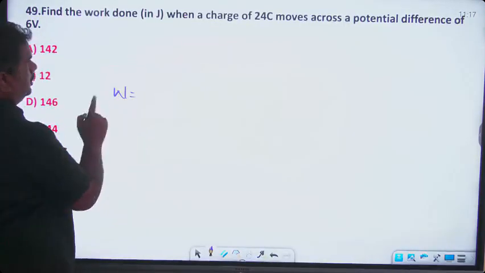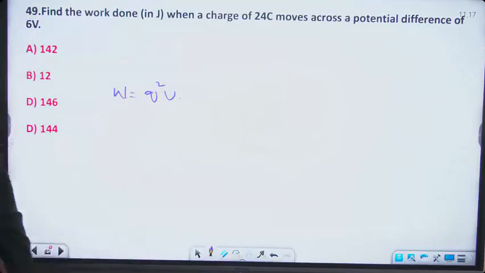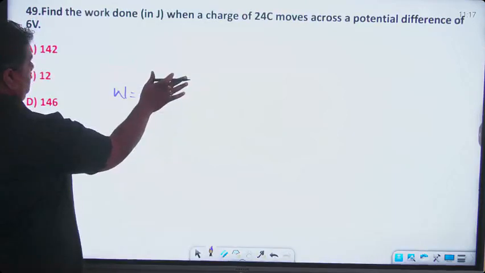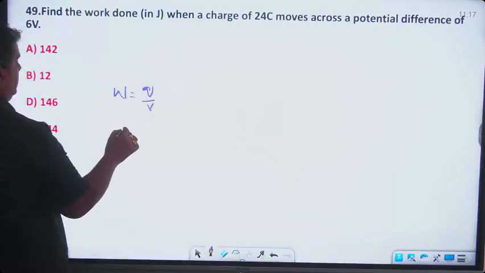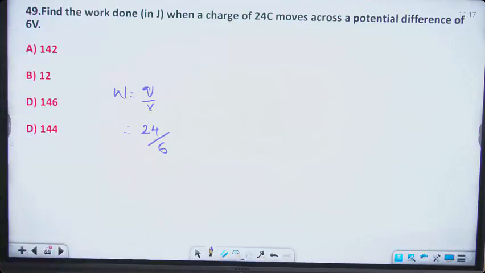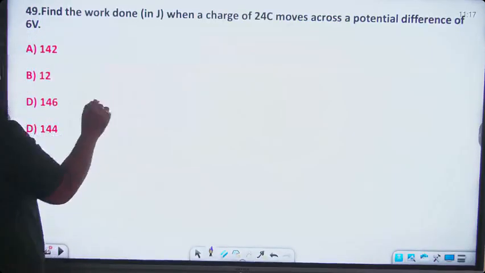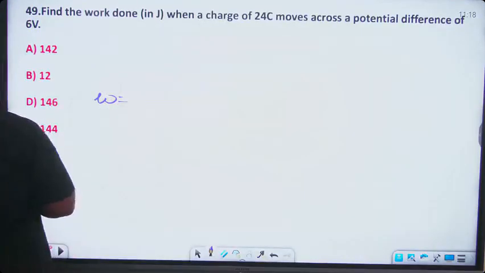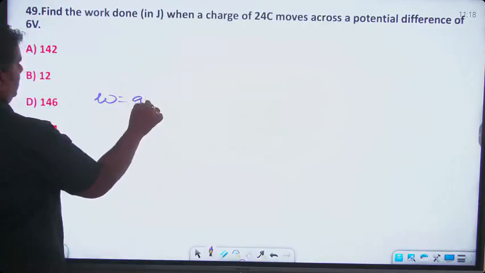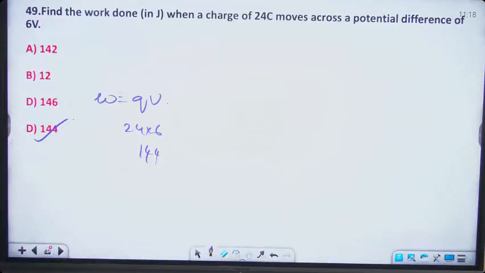Find the work done when a charge of 24 coulombs is moving through a potential difference of 6 volts. W equal to work done equal to, here in this case, Q square into V? W equal to Q by V? So Q is how much? 24. 24 by 6. Wait a minute. Hold on now. W equal to Q into V, 24 into 6, 144. 144 joules.